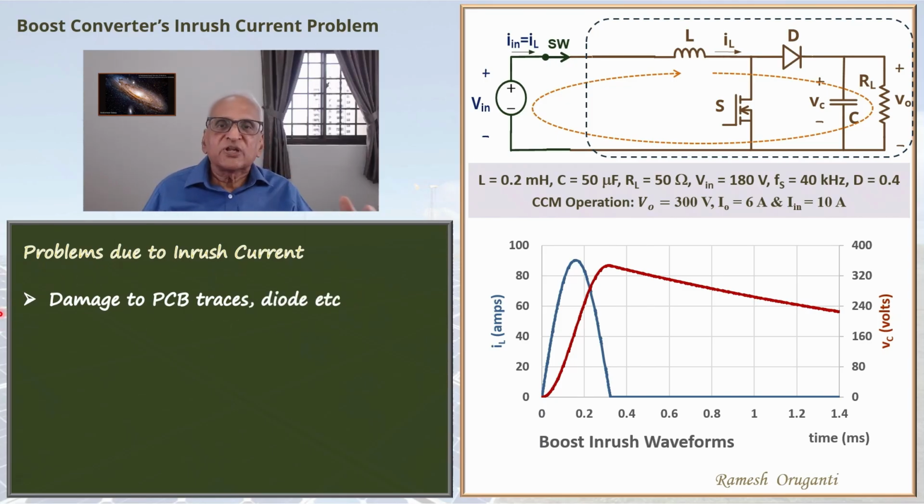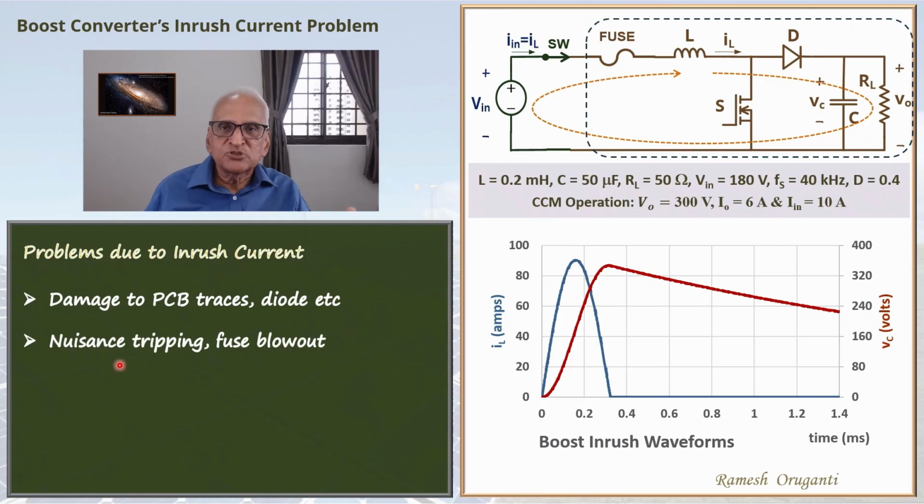So in order to protect against this inrush current and also to protect against short circuit, overload current, etc., a fuse or a circuit breaker may be added in series as shown. This circuit breaker, this fuse may trip. Every time you start the boost converter, there is a likelihood that this fuse might trip. So that is the second problem, a nuisance tripping of the fuse or circuit breaker, which may be used to protect the boost converter and the downstream load.